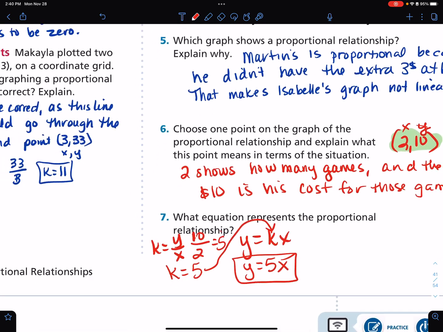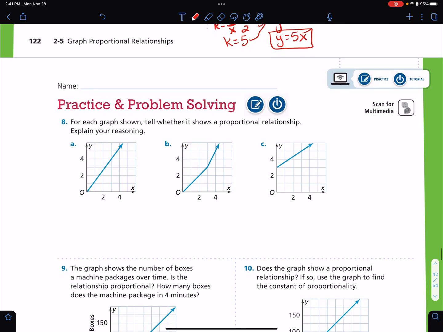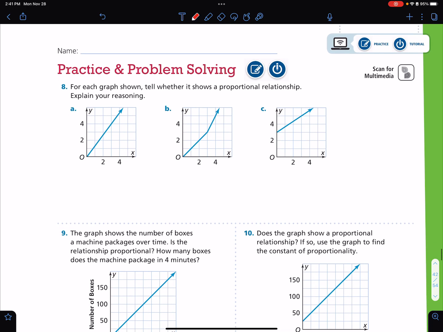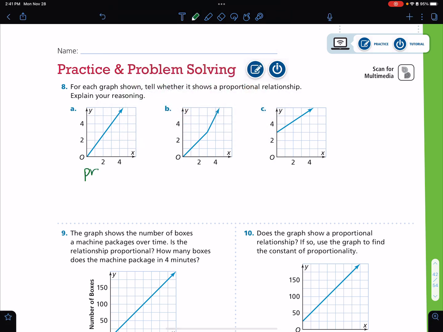Push pause if you need to. For number 8, for each graph shown, tell whether it shows a proportional relationship or not. Proportional, because it's linear through the origin.